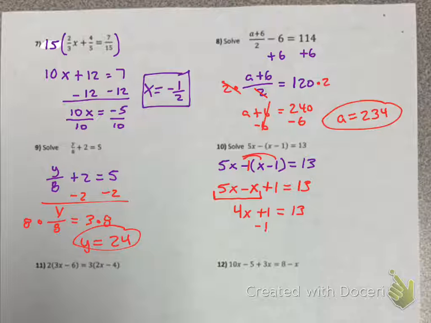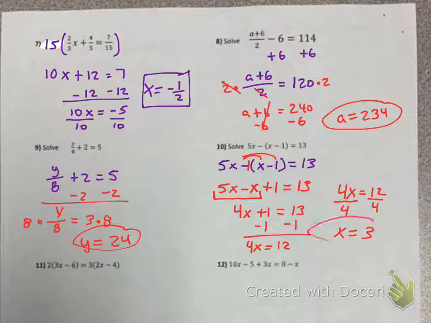From here, we'll subtract 1. We've got 4x equals 12. So 4x equals 12 is where we're at. To get rid of the 4, we divide by 4. And we get x equals 3.